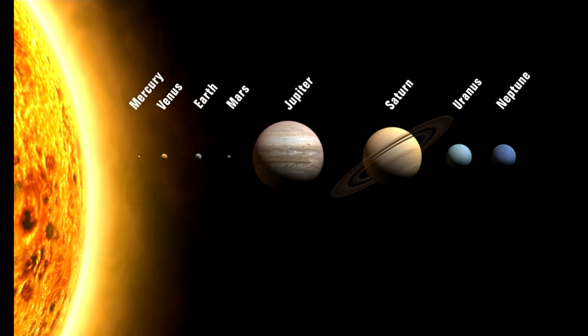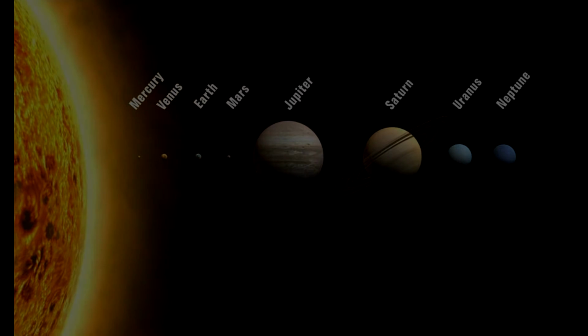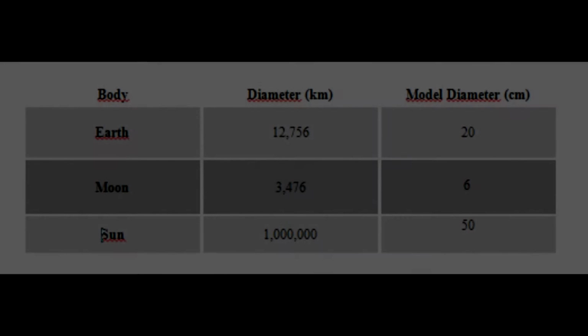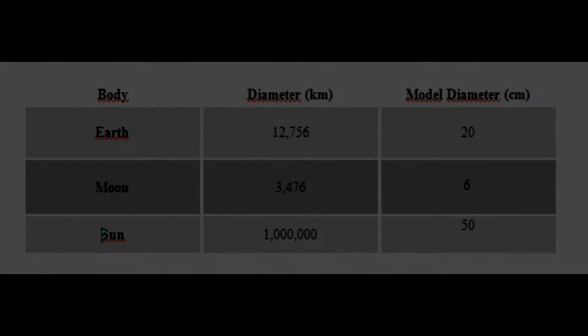To exemplify the smaller model, we will be using a balloon. The balloon will be inflated to the size of what we think is appropriate for the celestial body we are observing. In the table I will be showing in the next few minutes, we will see the actual diameter of each celestial body and the diameter we gave to the smaller model. In my case, they will be 20 for the Earth, 6 for the Moon, and 50 for the Sun. They will be represented in centimeters.